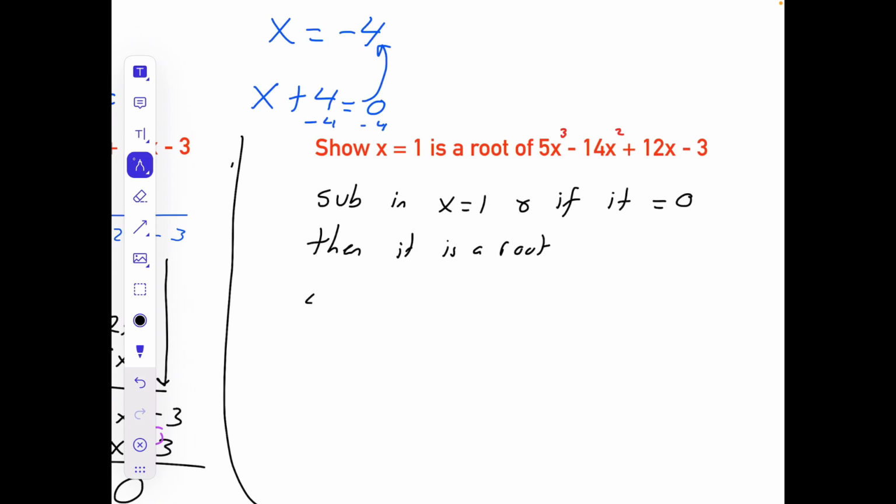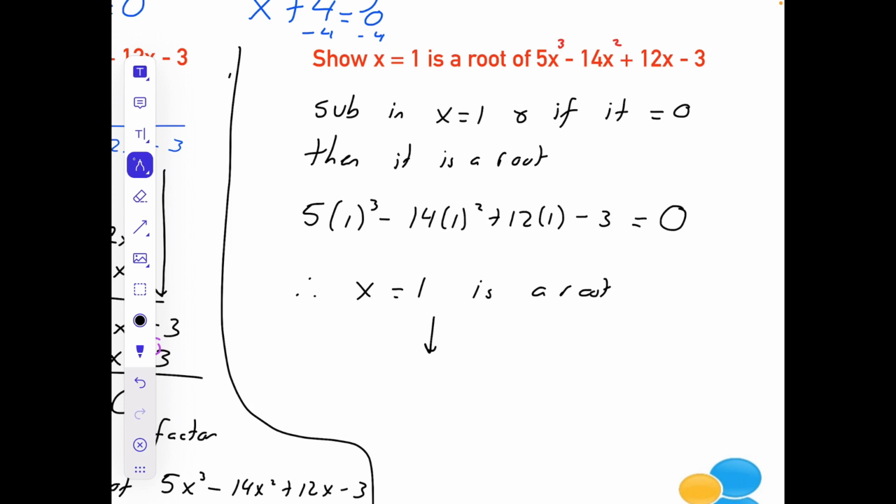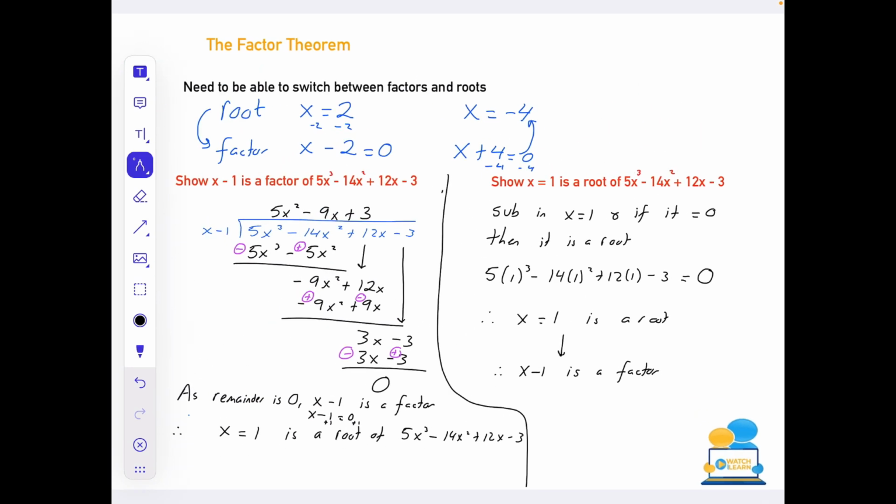Okay, so we want to test if x equal to 1 is a root. Everywhere there's an x, we're going to sub in 1. Okay, I'm going to put all of that into my calculator. And I get out 0. So when we sub in 1, we get an answer of 0. Therefore, x equal to 1 is a root. From this then, we can conclude if x equal to 1 is a root, we can also say that x minus 1 is a factor.